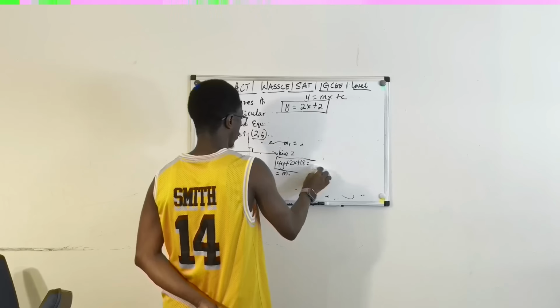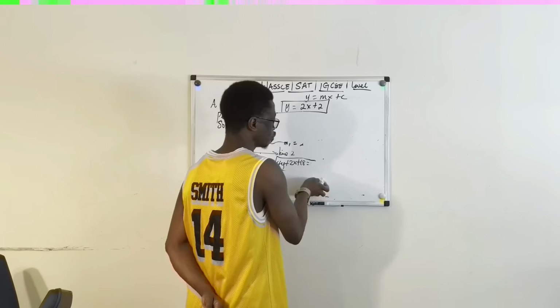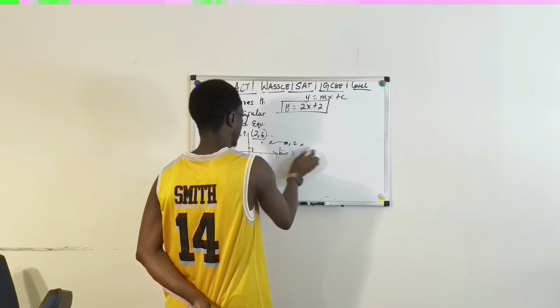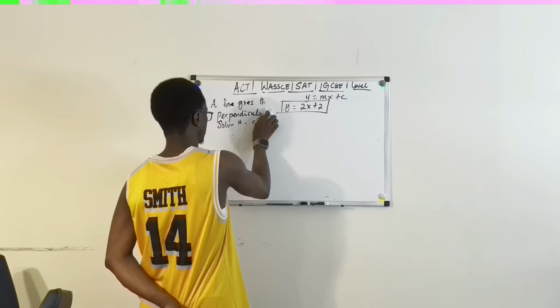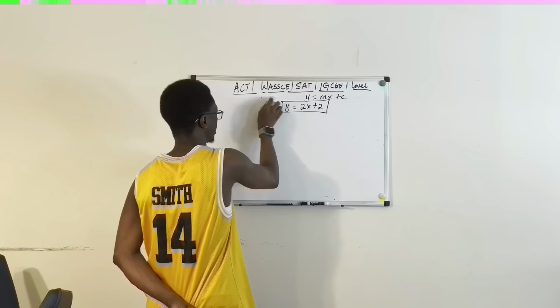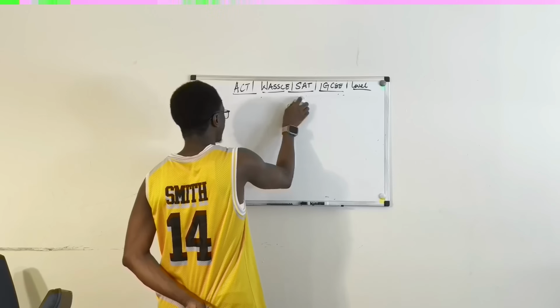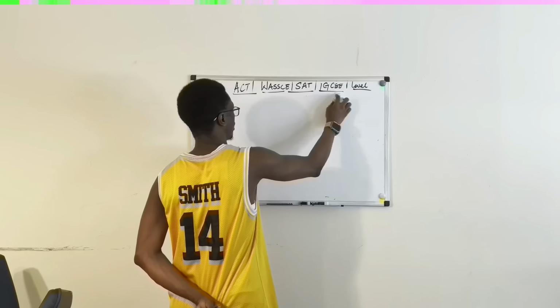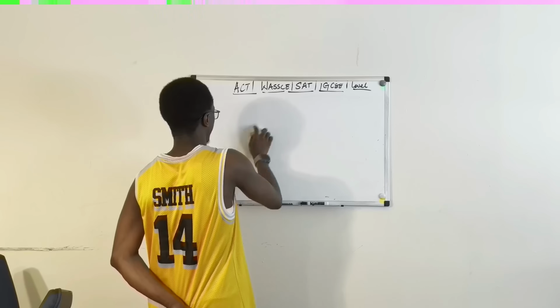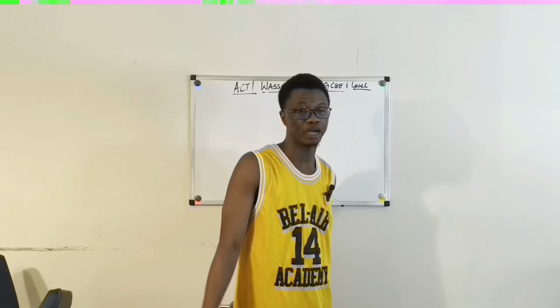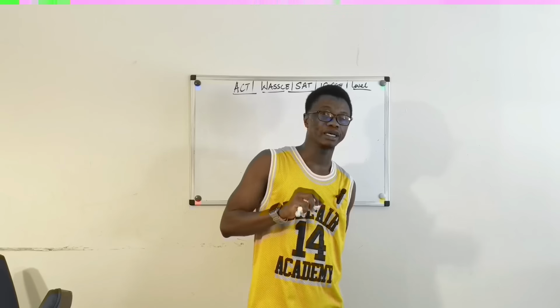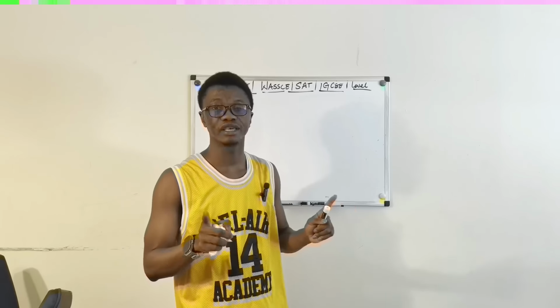So that is it for perpendicular lines. For two lines to be perpendicular, the product of their slopes must equal -1. Okay, what about parallel lines? How do you determine two lines are parallel? Well, for two lines to be parallel, their slopes must be the same.